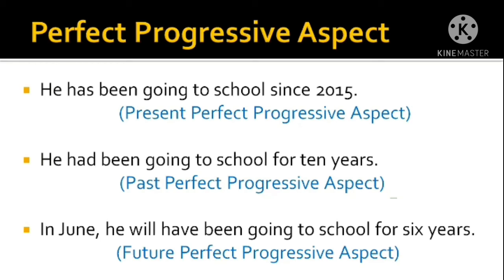Here you have the present perfect progressive aspect, then the past perfect progressive aspect, future perfect progressive aspect. It means present perfect continuous tense, past perfect continuous tense, future perfect continuous tense, just slightly changed with a couple of words. That's all. See now, he has been going to school since 2015.